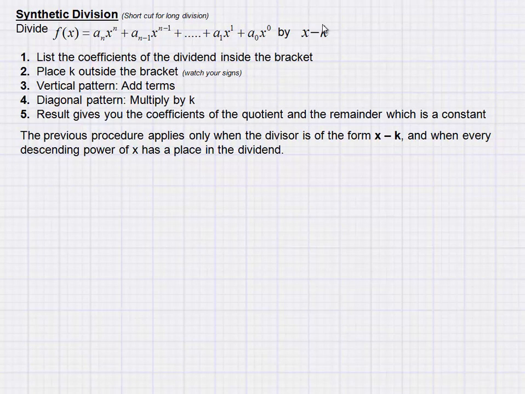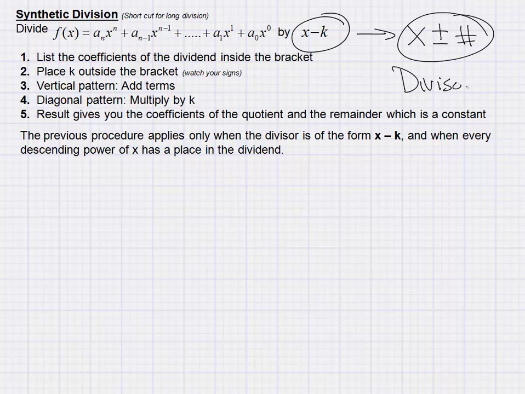Synthetic division only works when your divisor is of this form, x minus k. Really, it's x plus or minus a number. Okay, that's really what you're looking for your divisor to be. If your divisor is of that form, that's when synthetic division will work. So we're taking some polynomial, f of x, and we're dividing it by something in the form x plus or minus a number. That's it. If you're not dividing by x plus or minus a number, you cannot do synthetic division, okay? So when I'm trying to do synthetic division, there are a certain amount of steps I need to go through to do synthetic division.